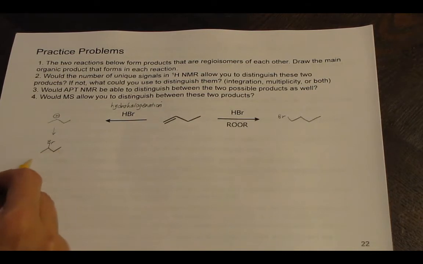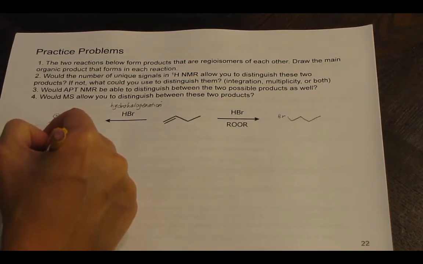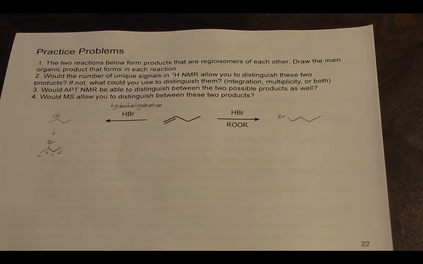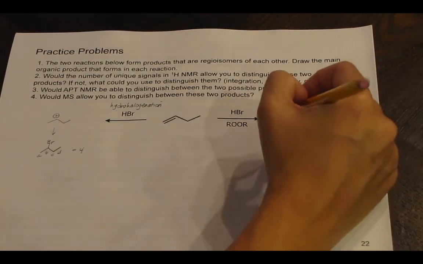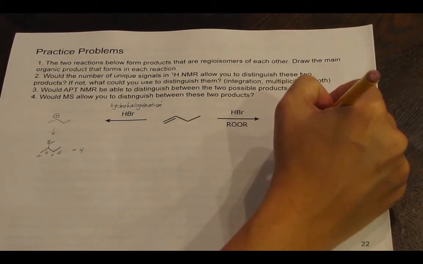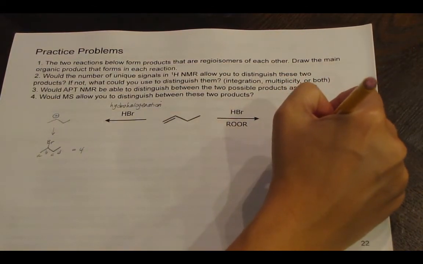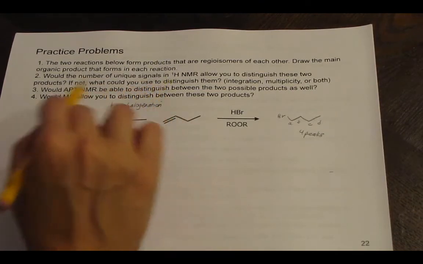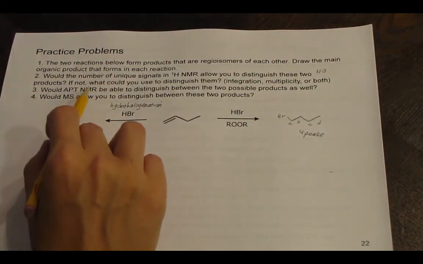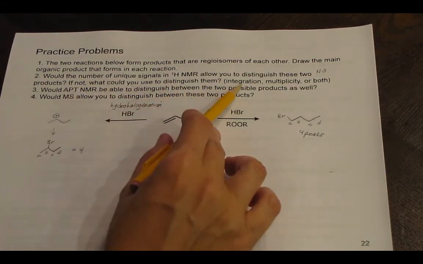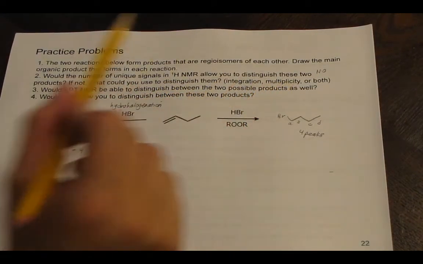If we look, there's no symmetry, and so each set of hydrogens is unique. If I say A, B, C, D, we would expect 4 peaks by proton NMR. If we look at the hydrogens here, we also would see 4 peaks, A, B, C, D. So the number of unique signals alone would not allow you to distinguish between these two products. And if not, could you use integration or multiplicity or both?